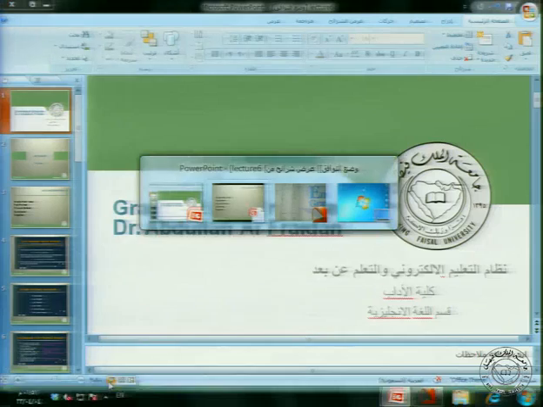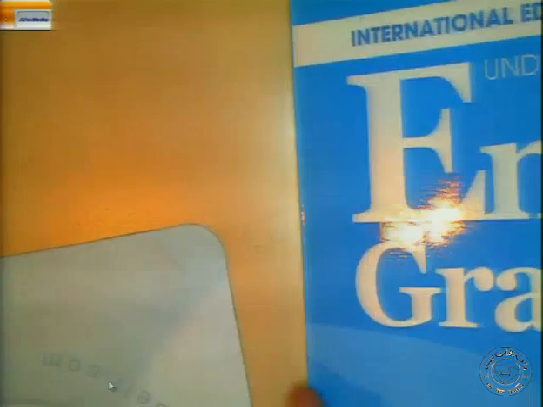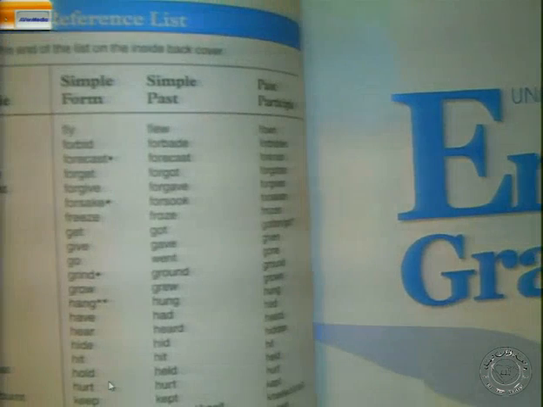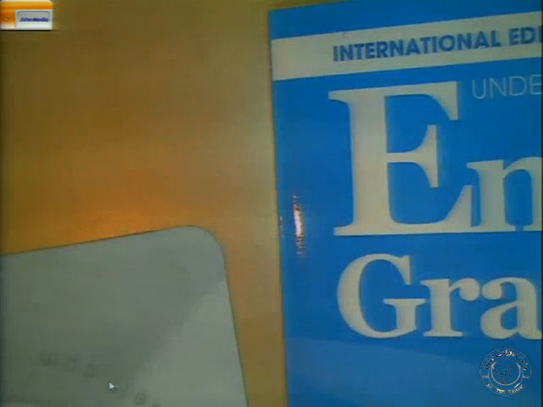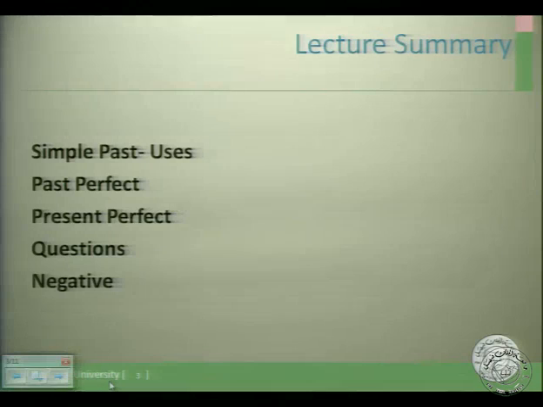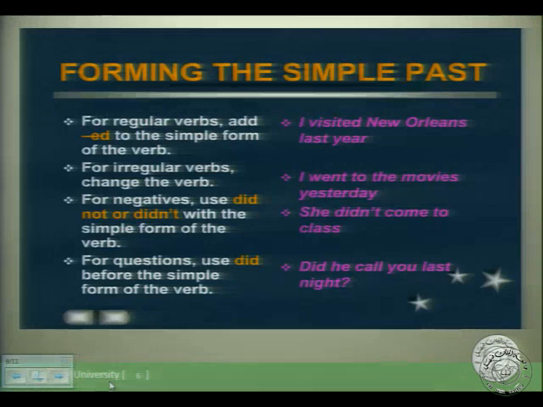Let me show you here, you see this is the cover of the book. The first page, you would see here some irregular verbs, and if you go just further, you will see on page, I think, 20 and 21, some spelling rules that will help you in knowing how to use irregular verbs in the past tense.